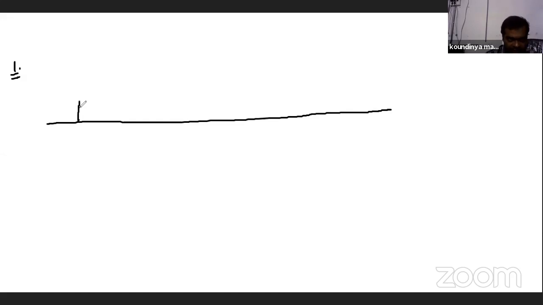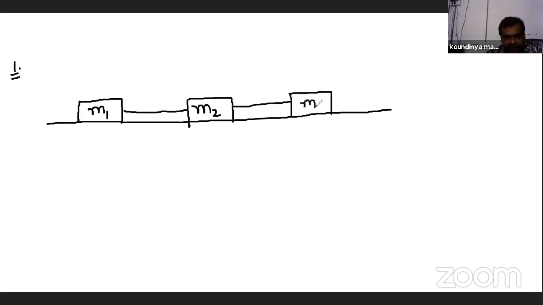We are having the objects like this one, it is M1, connected by a string. This is M2, connected by another string, and it is M3. Here you can see this part and this part is made up of one string only. Whenever a force is applied, first I will draw the free body diagram.